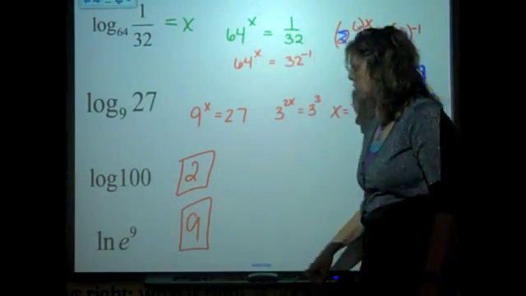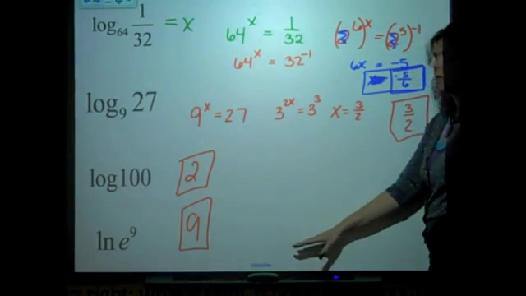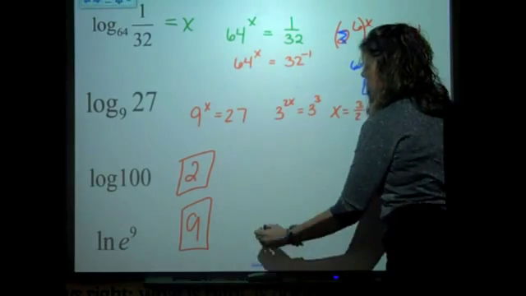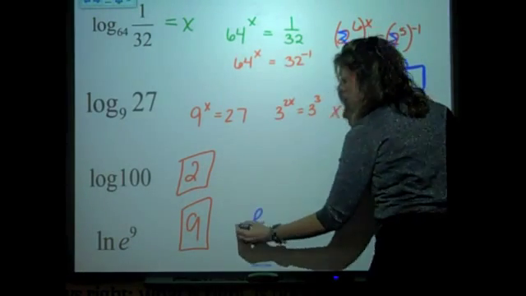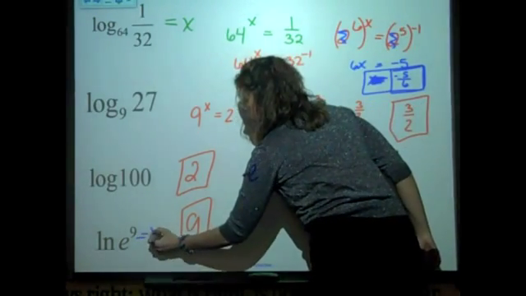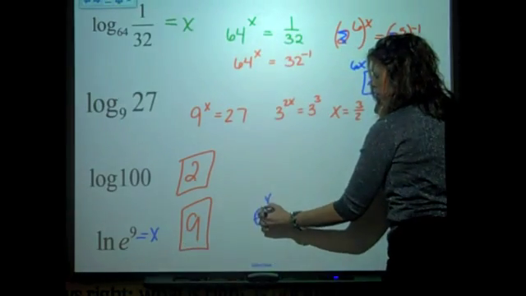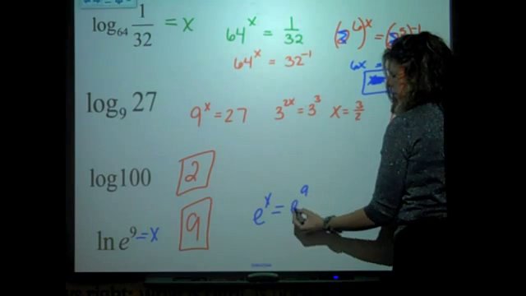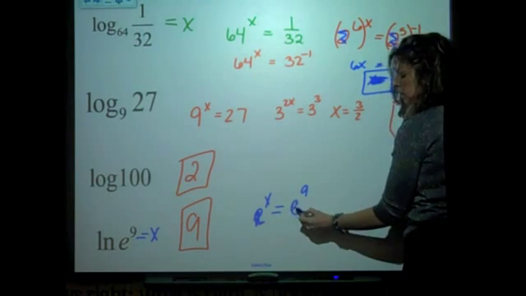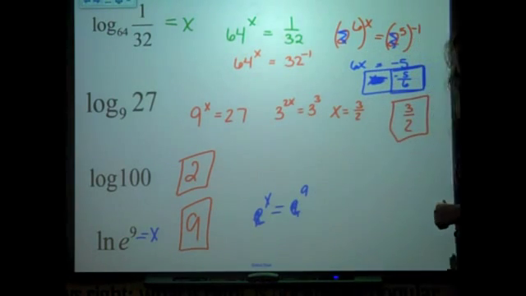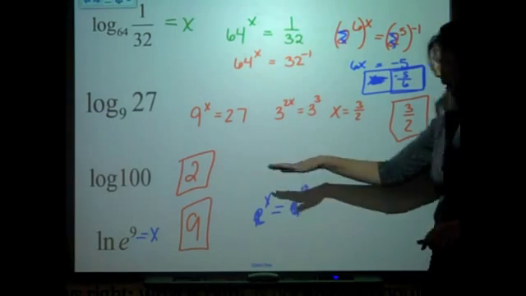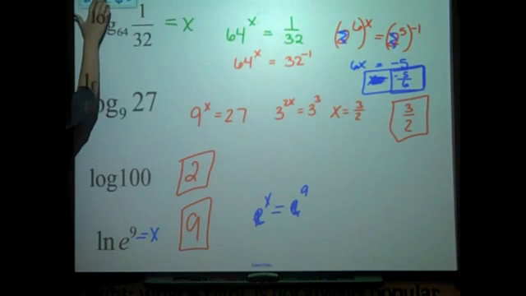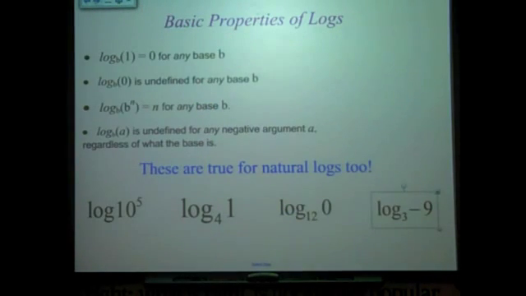Now this one, you should have noticed that the bases were the same, because remember ln is a base of e. So if you set it equal to x and then rewrote it, e to the x power is equal to e to the 9th. So then these would go away, and then the exponents would be the same. And this takes us into our next point, properties.